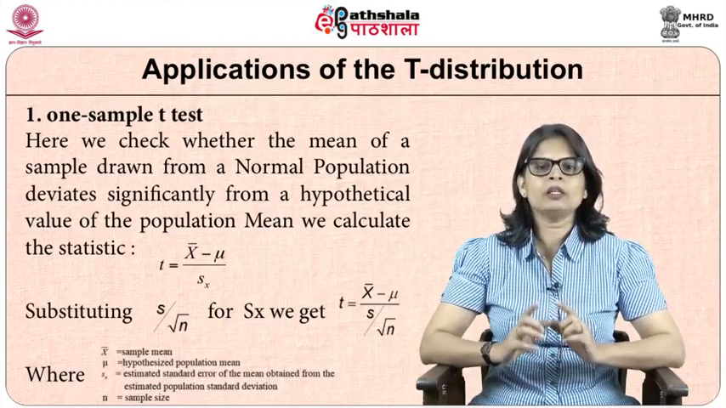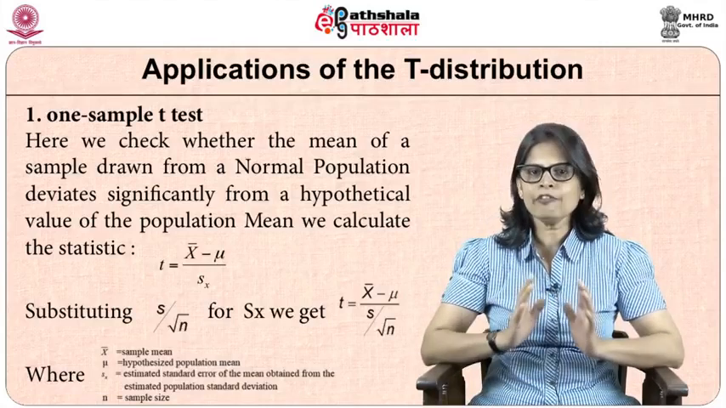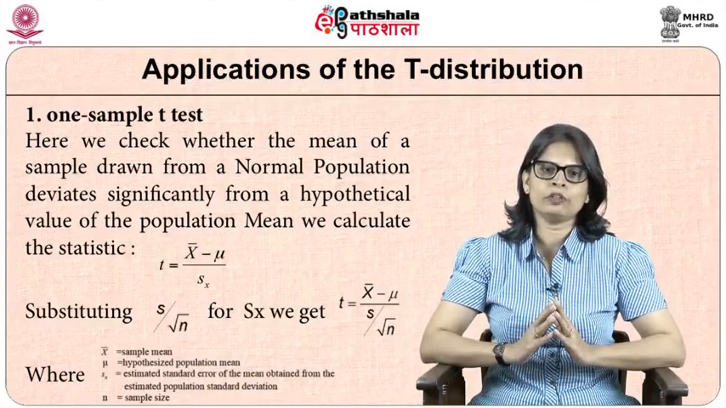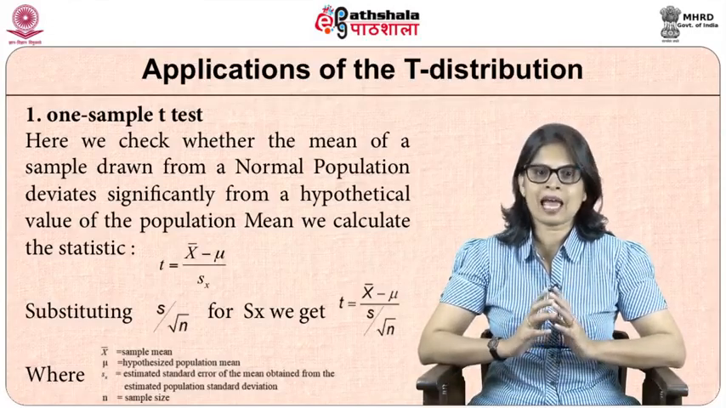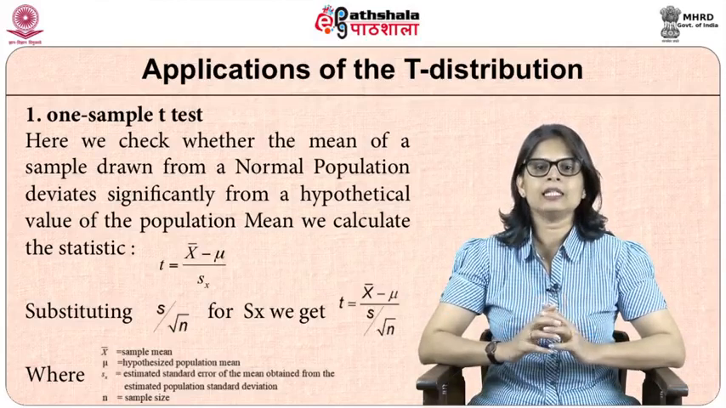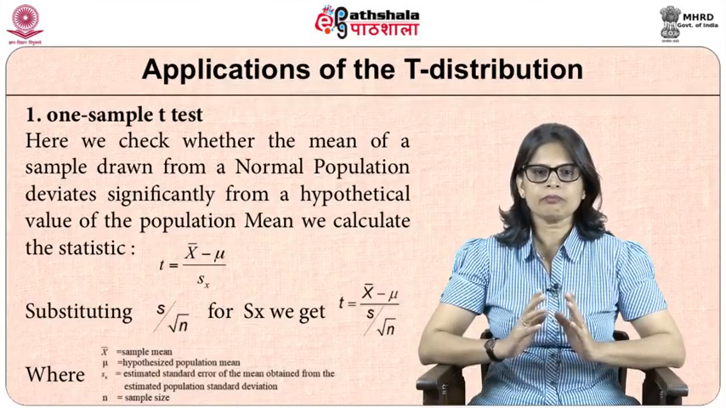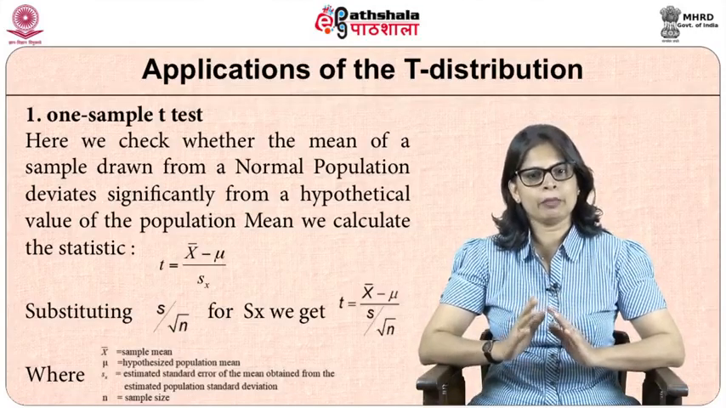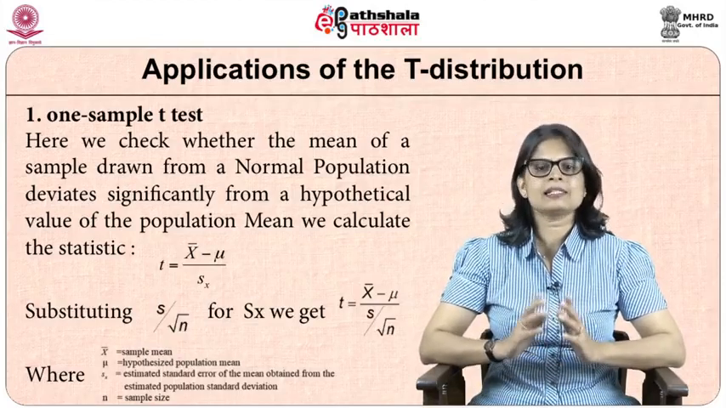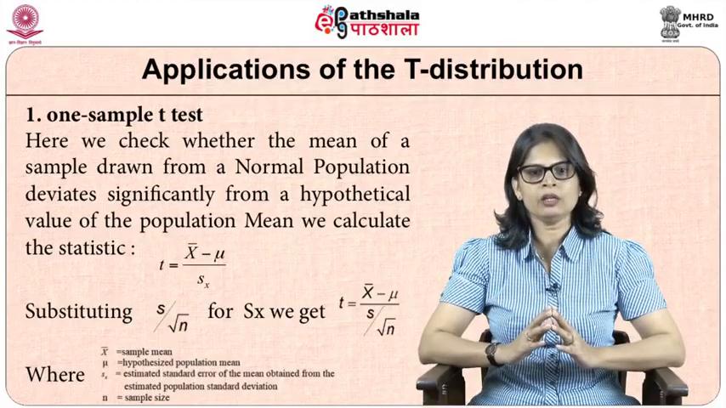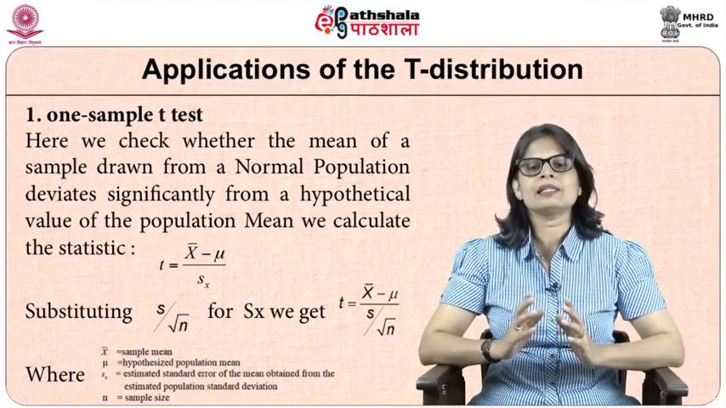Here, we check whether the mean of a sample drawn from a normal population deviates significantly from the hypothetical value of the population mean. To do that, we need to calculate the statistic as told before, that is t equals x bar minus mu upon Sx, where x bar is the sample mean, mu is the hypothesized population mean, Sx is the estimated standard error of the mean obtained from the estimated population standard deviation, and n is the sample size.